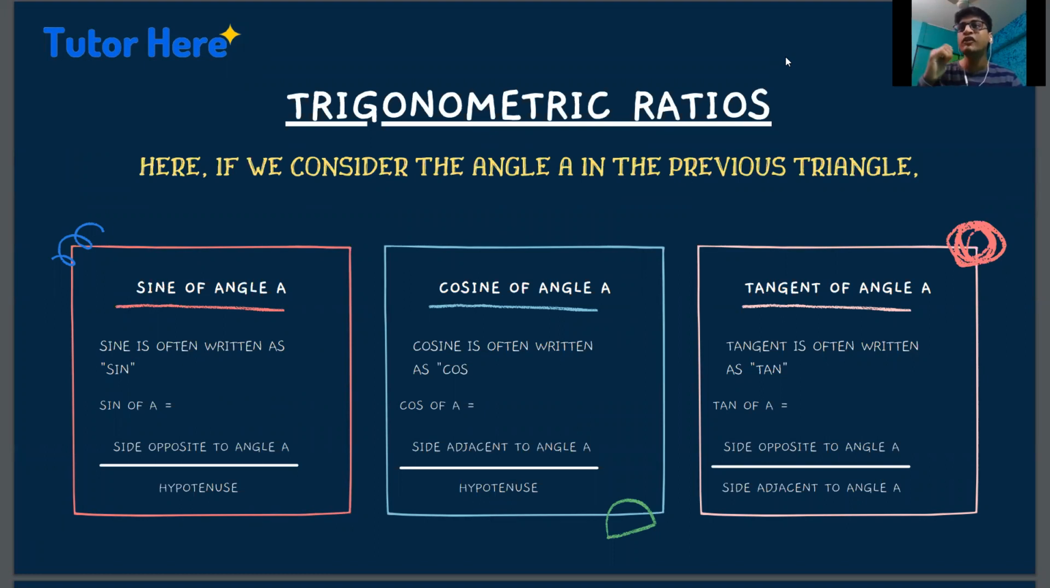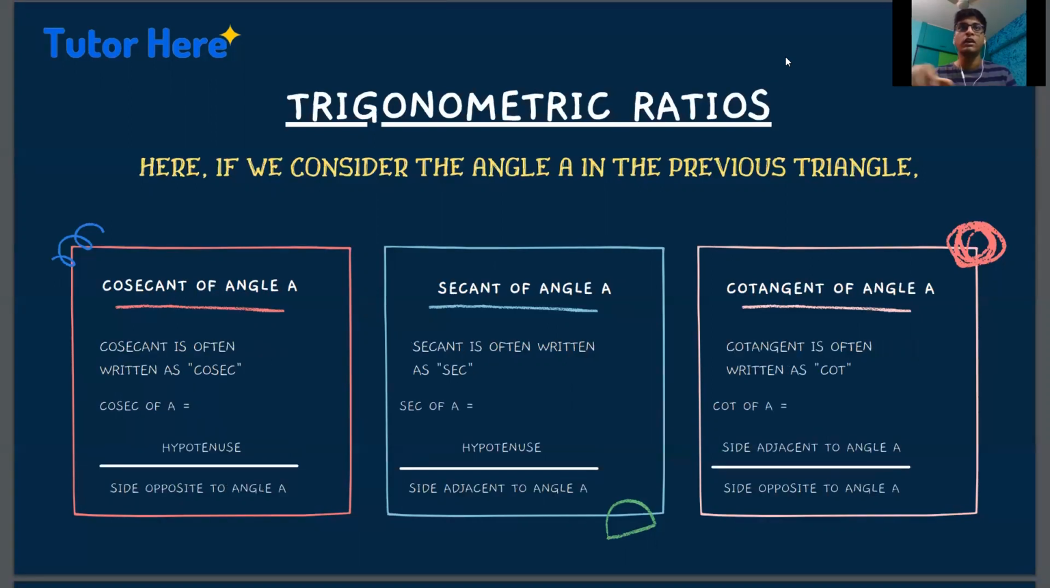Third one is tangent of angle A. Tangent is often written as tan. Tan of angle A is equal to side opposite to angle A divided by side adjacent to angle A. Fourth one is cosecant of angle A. Cosecant is often written as cosec. Cosec of A is equal to hypotenuse divided by side opposite to angle A.